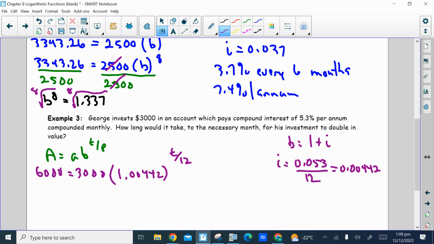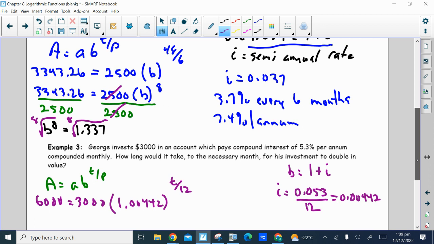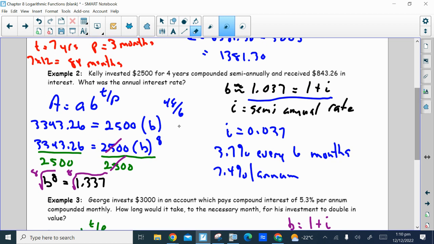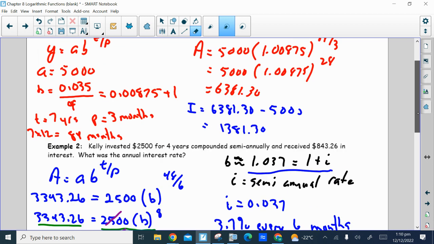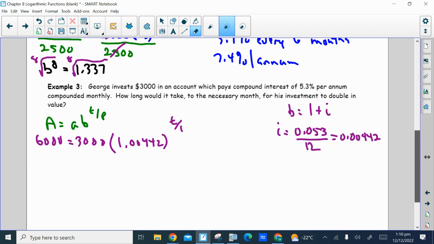So we need to solve for T. Actually, that's not right. I'm sorry. The bottom should be 1. If you look at what we did up top there, in the previous example, it was 48 divided by 6 because the interest was calculated every 6 months. And above here, the denominator was 3 because it was being calculated every 3 months. In this example, it's 1 because it's being calculated every 1 month. So this is going to give us our answer for T in months, because remember, T and P are in the same unit. I would start, though, by dividing both sides by 3,000, which will give us 2 on the left when you divide by 3,000.